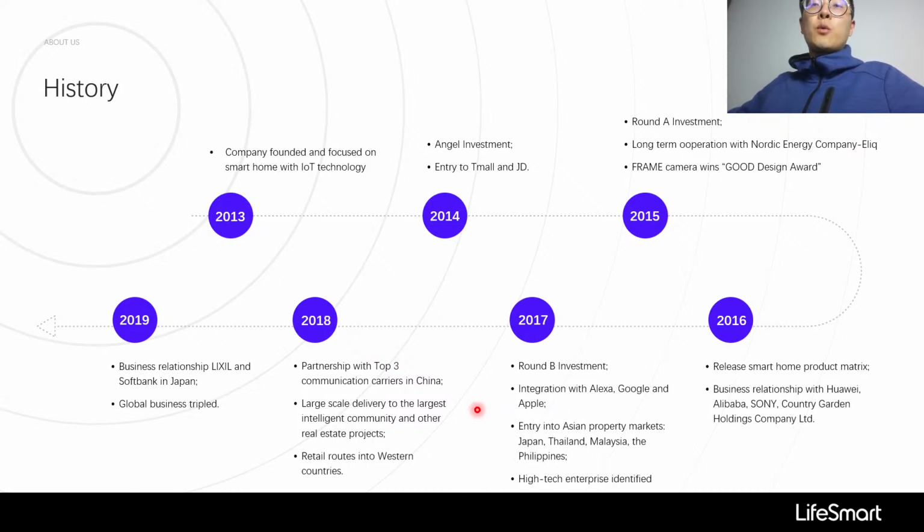and in 2018, we started a partnership with the top 3 communication carriers in China, and we have done large-scale delivery to the largest intelligent communities and other real estate projects. And we started some retail channels in Western countries, especially in Europe. And in 2019, we started to do business with Lexo and SoftBank in Japan. And our global business has been tripled.